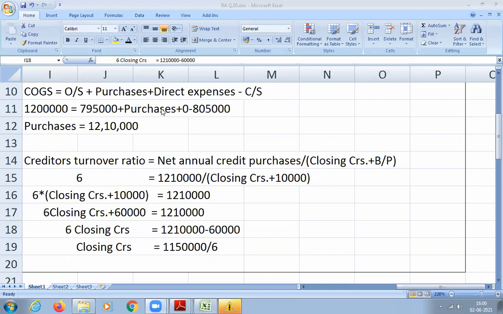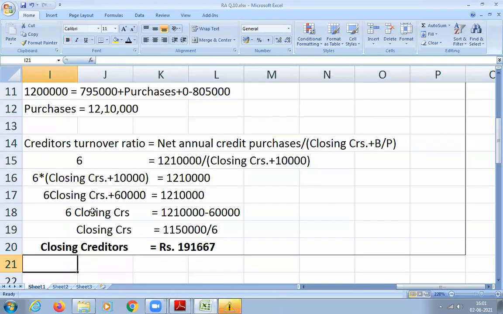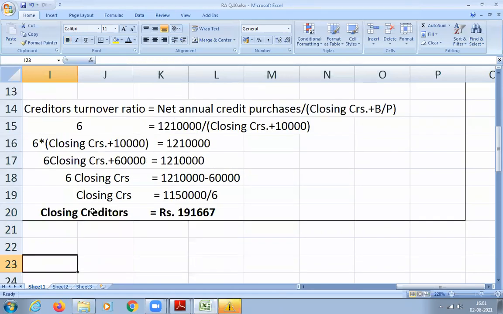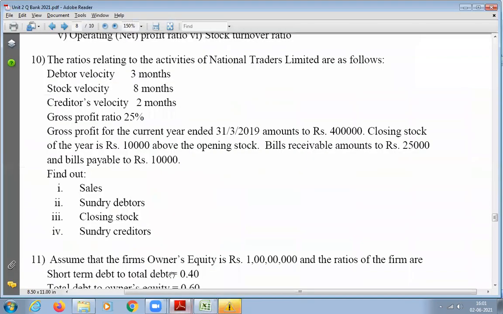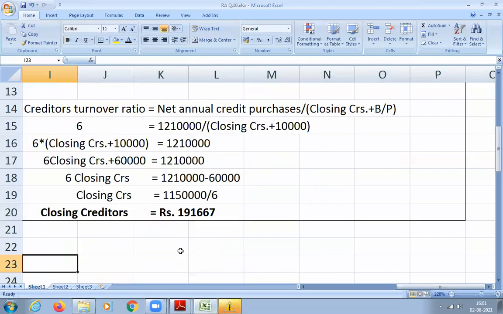1,91,667 you'll get. Recurring 6, so we take it as 7. This is the closing creditors. This is the last thing we were supposed to calculate. So we have completed all the 4. Any doubt, students, in question number 10?